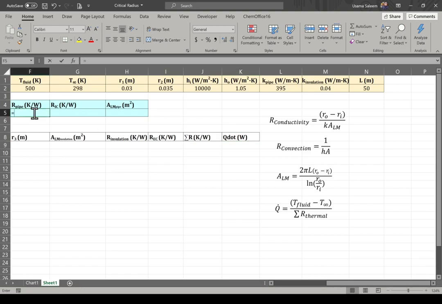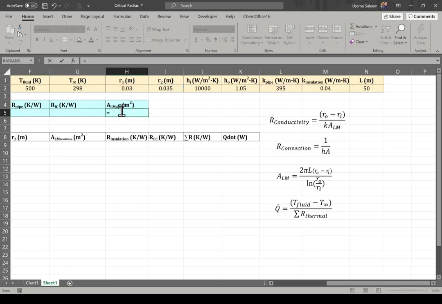So the resistance due to the thermal conductivity of the pipe. That's just going to be R2 minus R1. R2 is the outer radius of the pipe and R1 is the inner radius of the pipe. Divide that by the conductivity of the pipe. Again, the numbers right here are not really important. What I'm trying to show will make more sense as you follow along. Oh, wait a second. I did not include the log mean area, so sorry about that.